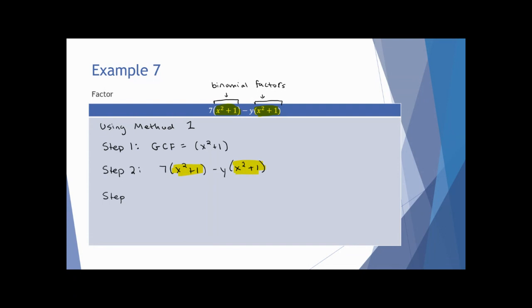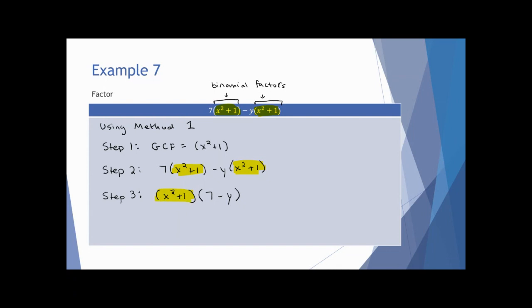So step 3, you always put your GCF in the front, and we have to make sure we have parentheses around it because that's the entire GCF. And then in your set of parentheses, you have what's left over. So we have a 7 in front and then a minus y.